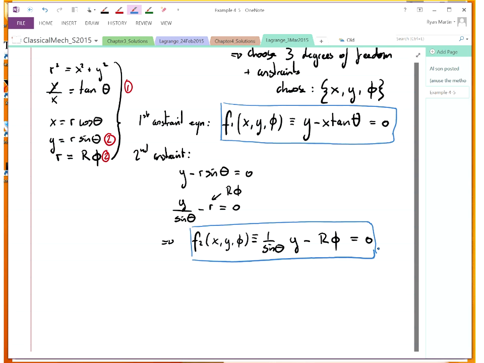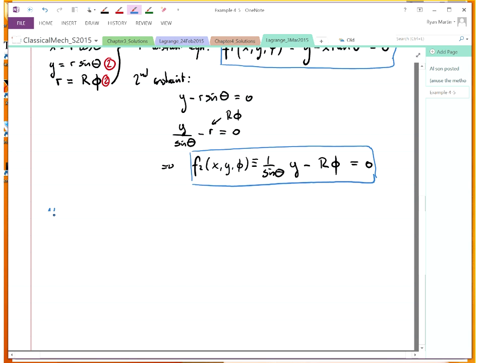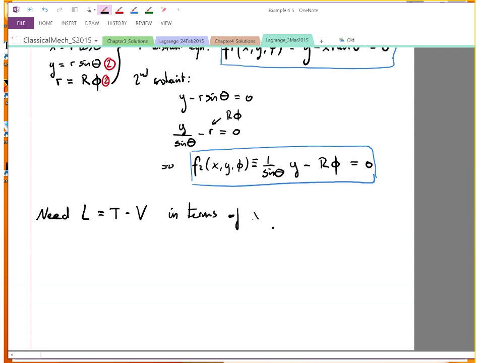All right. So from now on, we have one last little step of physics, and then it's all math. So the step of physics here is that we need the Lagrangian. And we want that in terms of our degrees of freedom, right? Our degrees of freedom are x, y, and phi.